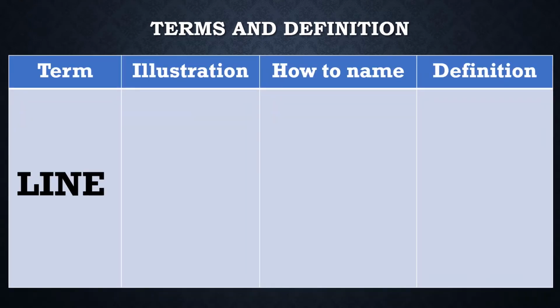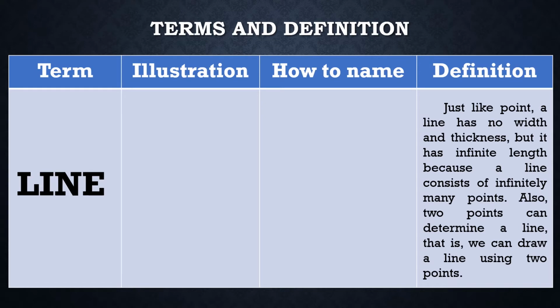Next term, we have a line. So we just need 2 points to define a line. So just like a point, a line has no width and thickness, but it has infinite length because a line consists of infinitely many points. Also, 2 points can determine a line. That is, we can draw a line using 2 points.